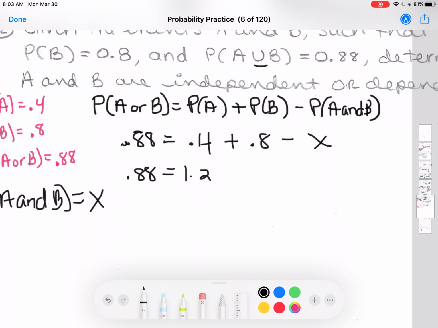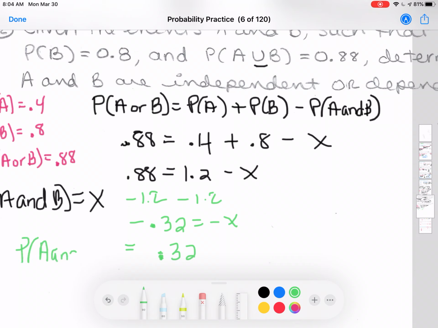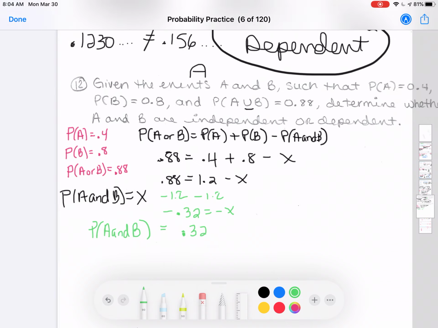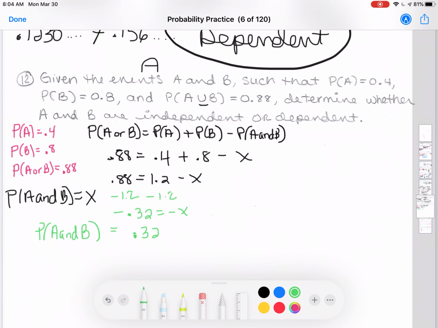Combine like terms. Move that 1.2 over so I can solve for X. And we get negative 0.32 equals negative X. Divide through by negative 1. And now we got 0.32 is equal to X. But remember what that really is. That's the probability of A and B.